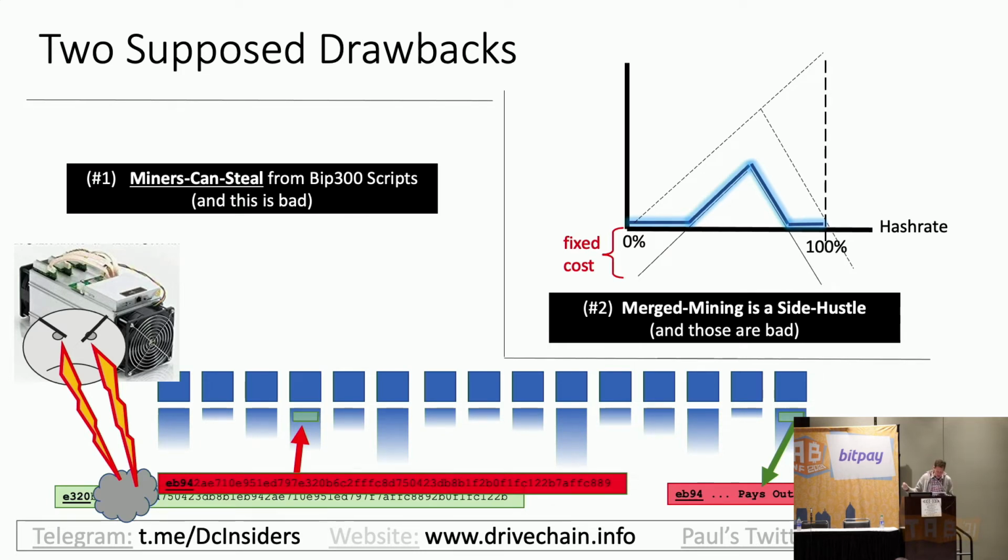The second supposed drawback of BIP 300 is this really weird idea. I'm going to just read it out. It sounds silly, but it goes as follows. If some miners ever have a profitable side hustle, like some way of making money, then maybe some other miners might not have that side hustle, and then they might go out of business, and then they wouldn't be able to buy as many Christmas presents for their children as the other miners who were still in business, and that would be really sad.